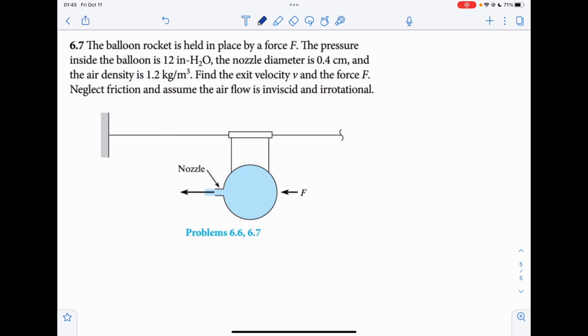The pressure inside the balloon is 12 inches of H2O, the nozzle diameter is 0.4 centimeters, and air density is 1.2 kilograms per cubic meter. We are asked to find the exit velocity and the force. And we have the assumption that we're going to ignore the rotation of the flow, and the flow is assumed to be inviscid.